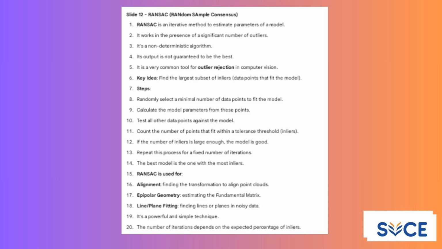It is an iterative, non-deterministic method designed to estimate model parameters even when there are huge numbers of outliers. The core idea is simple. We are looking for the largest possible group of data points, the inliers, that all fit the same model. Here is how it works. First, we randomly select the smallest possible number of data points needed to define our model.